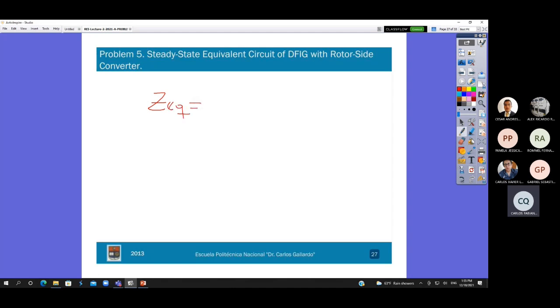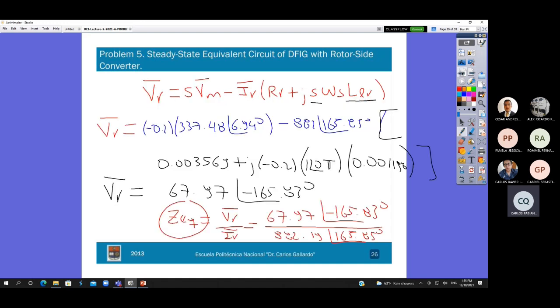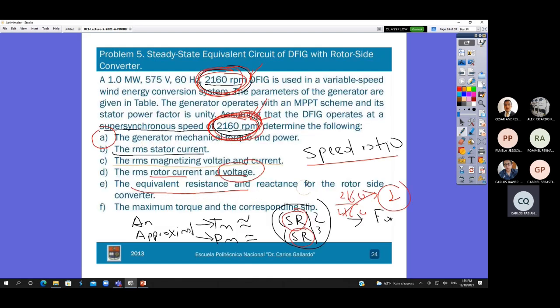Therefore, splitting into the real and imaginary parts, I will have 0.06782 plus j 0.03656 ohms. This is the equivalent resistance, and this value is the equivalent reactance. So this question E is the equivalent resistance for the rotor side converter. If I am talking about the equivalent resistance and reactance, once again, it is the model of the converter.